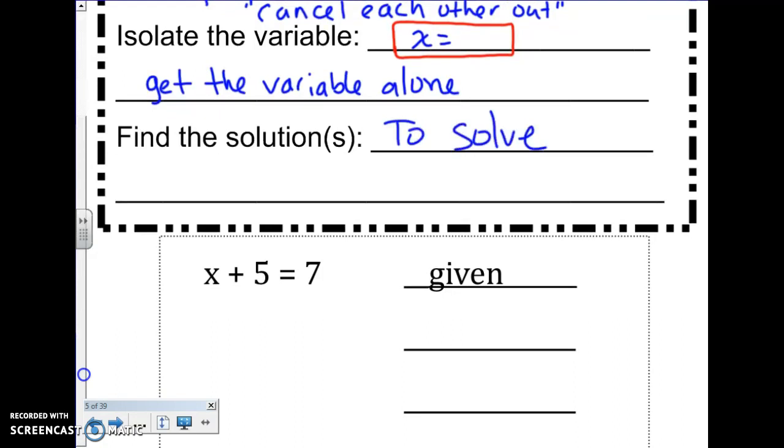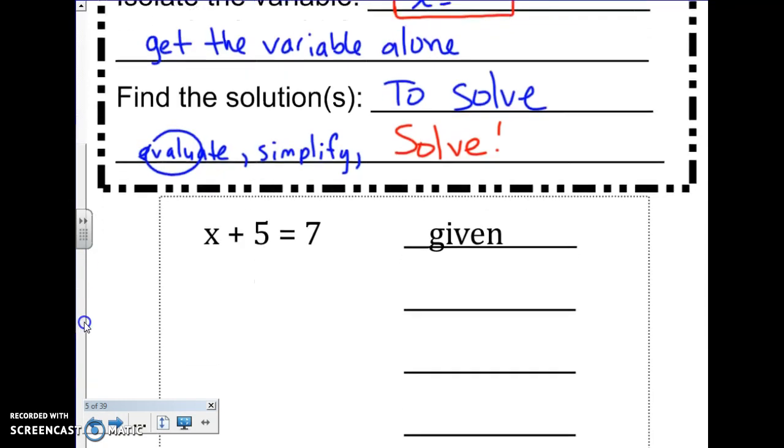I spent a lot of time talking about the different ways to get answers. There's evaluate, right? That means to get a value. There's simplify. That means to make it look simple. And it might not just be one number. And then solving is the big one. Solve means find a solution. Whatever is on the other side of that x equals, that's going to be your solution.